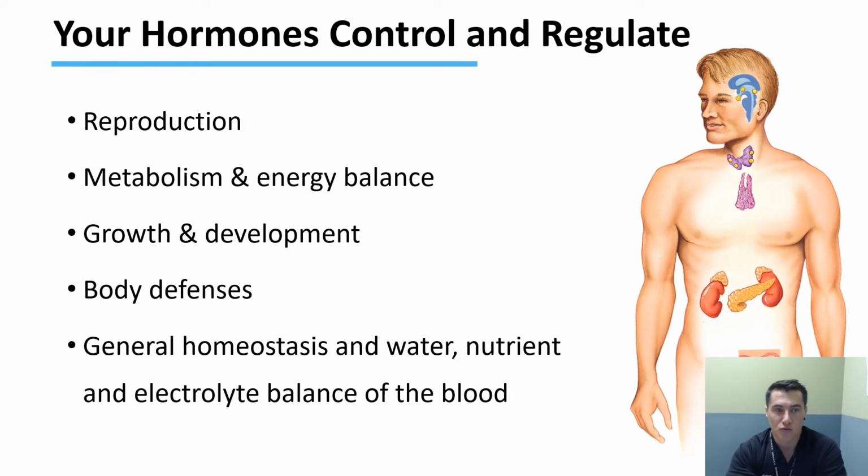Your hormones control and regulate these different things: reproduction, metabolism and energy balance, growth and development, body defenses, and general homeostasis, including water, nutrient and electrolyte balance of the blood. Some of these we will actually touch on next week. Reproduction and some of the water, nutrient and electrolyte balance we will talk about next week when we look at the urinary system and the reproductive system.